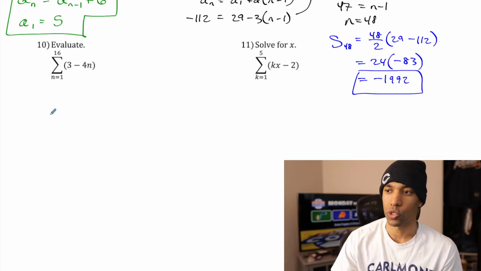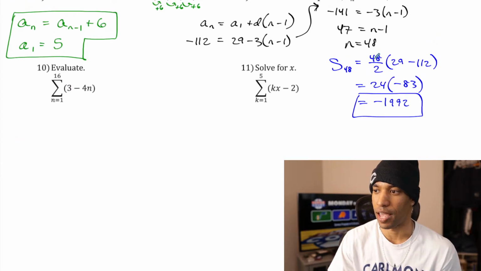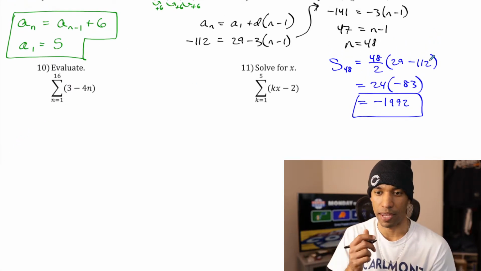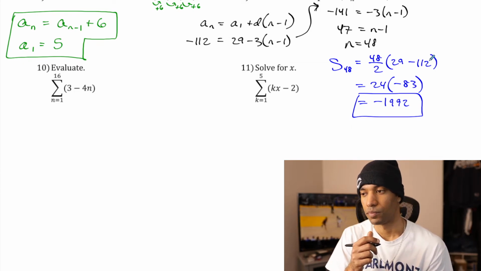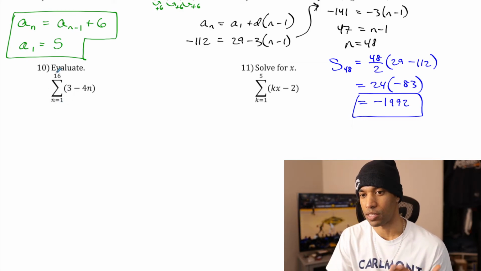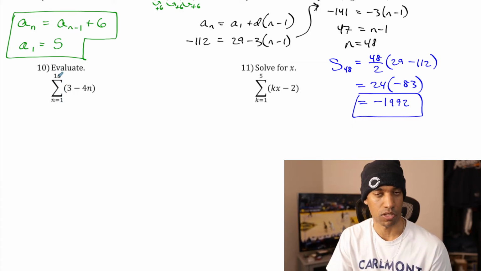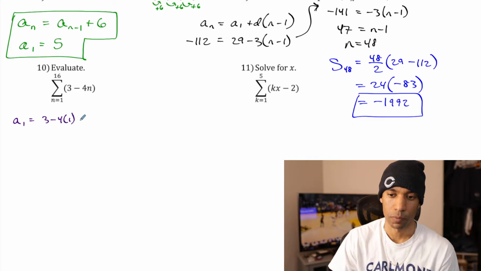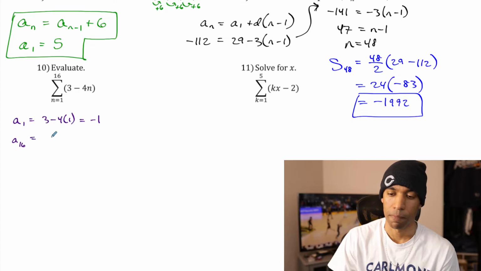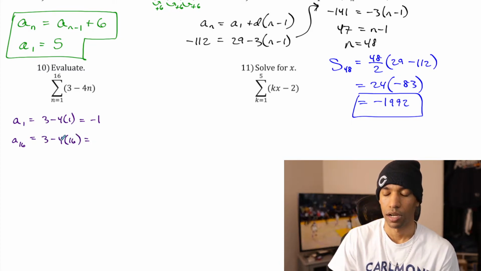So in order for this to work, we're going to be using this formula here, n over 2 times a sub 1 plus a sub n, representing the last term in our sequence here. So we need to find the first term and the last term, the 16th term. So the first term is 3 minus 4 times 1, which is negative 1. The 16th term is 3 minus 4 times 16. Negative 64, so negative 61.